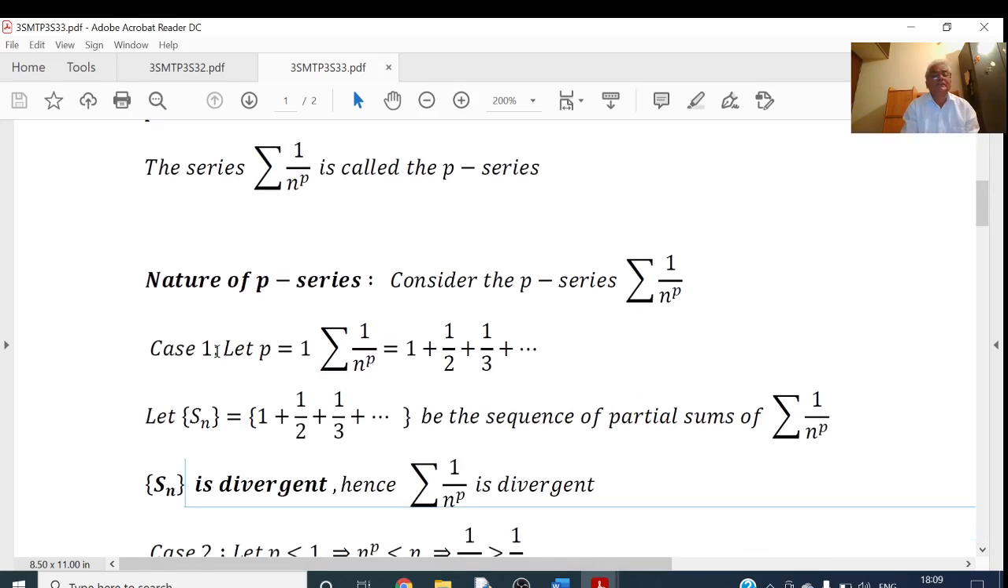First, I will consider the case P equal to 1. If P equal to 1, then summation of 1 by n to the power P equal to 1 plus 1 by 2 plus 1 by 3 plus and so on. And we know that the nth partial sum is given by 1 plus 1 by 2 plus 1 by 3 plus up to 1 by n. And that sequence, that is sequence Sn equal to 1 plus 1 by 2 plus 1 by 3 plus and so on, is divergent. This already we have studied in sequences.